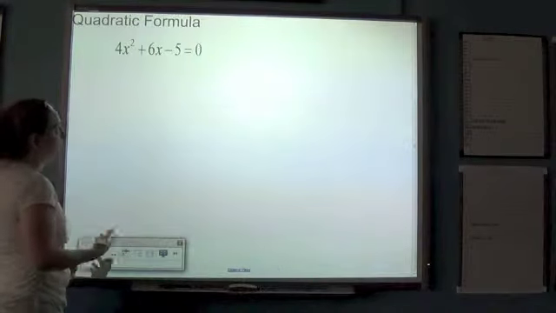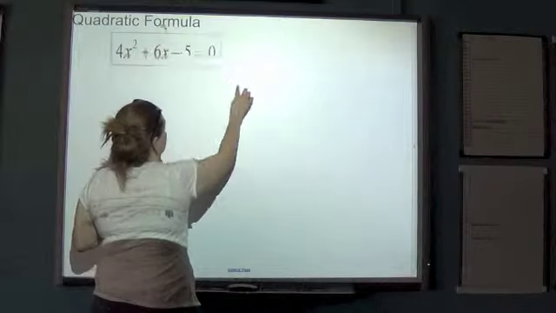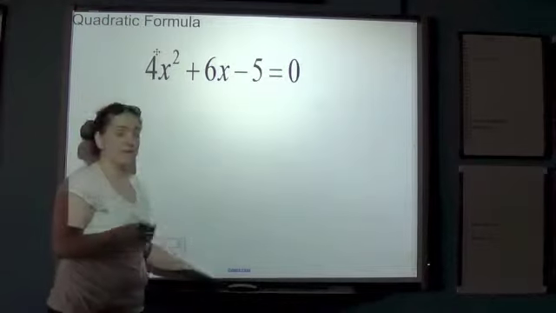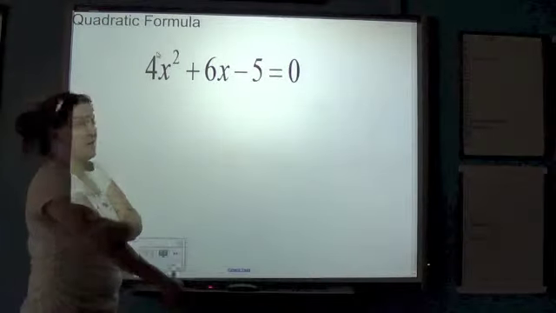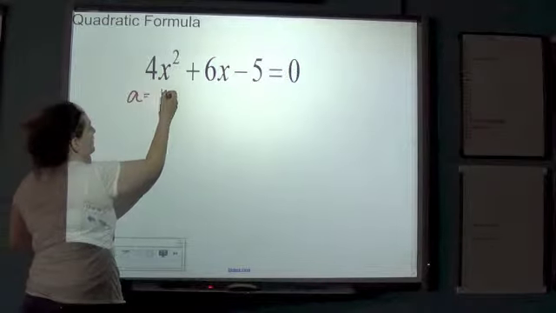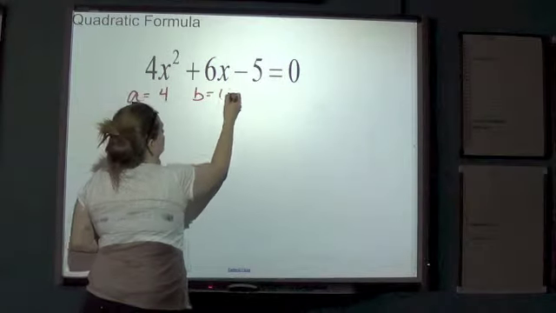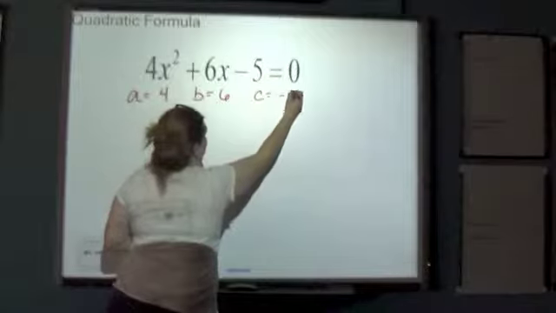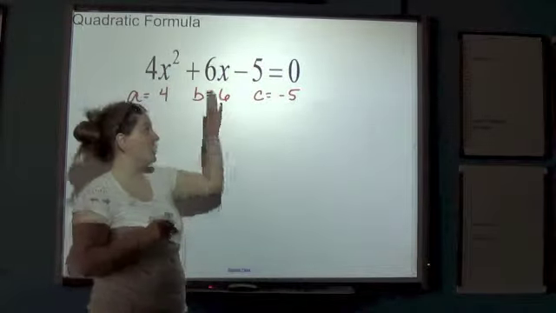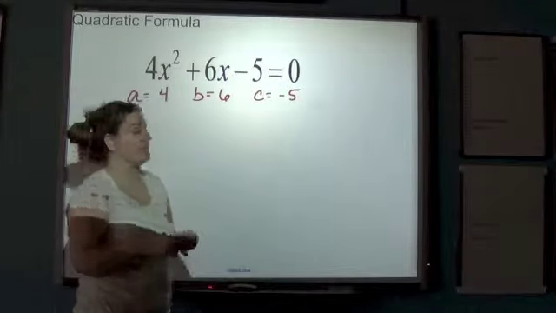So I only have one example in this one because it's the same thing over and over. We'll start off. This is how I teach my Algebra 1 kids. Name the a, b, c, exactly like we did in graphing. A is 4, B is 6, C is -5. Also, for the quadratic formula, you have to have the equation equaling 0 for this to work.